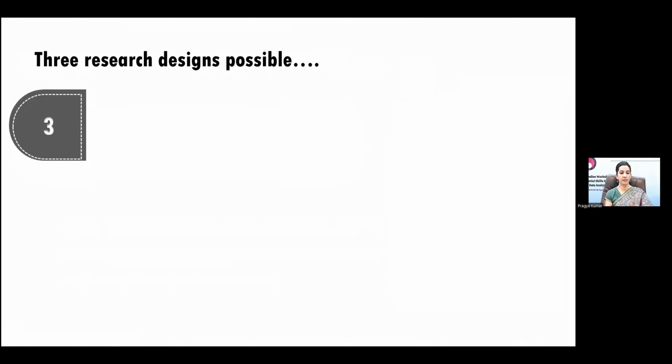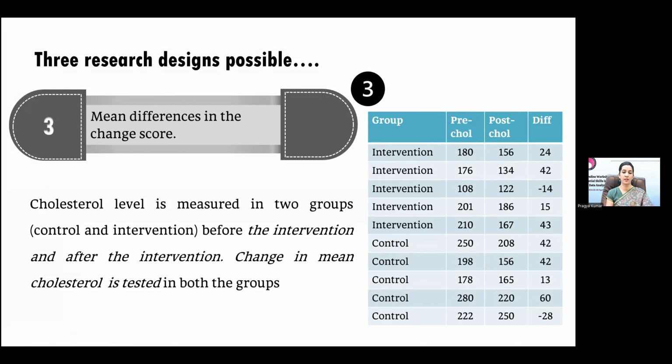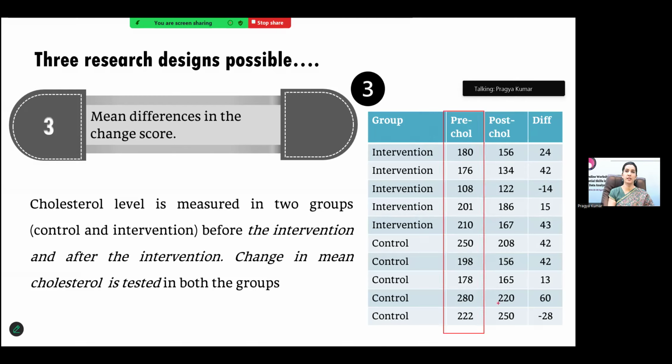And then your next is the third one, which is the mean difference in the change score. So how will we do that? In that mean difference, you can see, if you have got both the pre and post values. In this case, the first column represents the pre-intervention cholesterol value in the intervention and control group, and this column represents the post-intervention cholesterol value. And this is the difference.